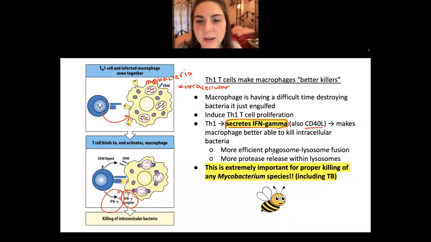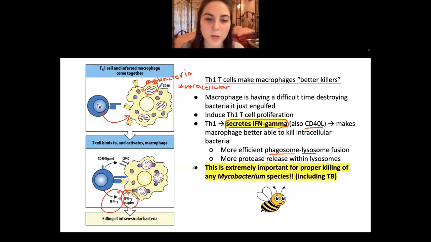So, like more efficient phagosome-lysosome fusion. Remember when it ingests something, the lysosomes come in and fuse with it and then they can digest. Mycobacteria, for example, can actually stop that process from happening. They have ways to stop the lysosomes fusing with the phagosomes. But if it activates a Th1 cell and the Th1 cell secretes interferon gamma, now it can overpower the mycobacterium trying to stop fusion. So the lysosomes are going to fuse with the endosomes or the phagosomes. Remember, it's the same. And you can get more proteases released. You can just get more things in this macrophage that can help it kill this mycobacteria.